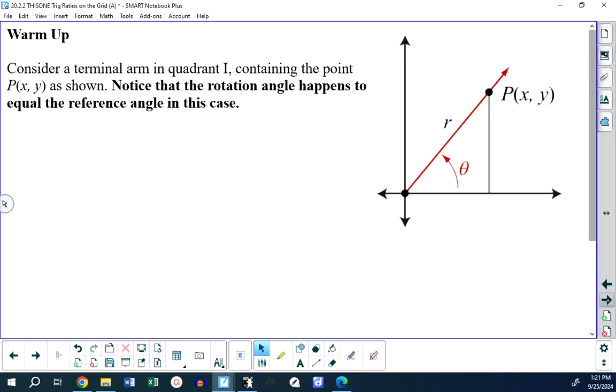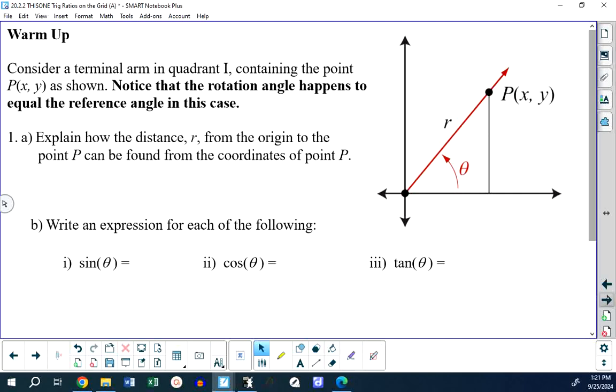So to begin with, as a warm-up, we're looking at a terminal arm in quadrant 1 that passes through the point x comma y. This is what makes Math 30-1 different than Math 20-1. If this were Math 20-1, I would say, oh, it's crossing through 3 comma 4. Here we make it general. It's crossing through any point with coordinates x comma y. What I have in bold is not crucial to this problem, but I'm just pointing out that this red rotation angle that I've indicated, it's a rotation angle because there's an arrow on it, is the same in value as the reference angle.